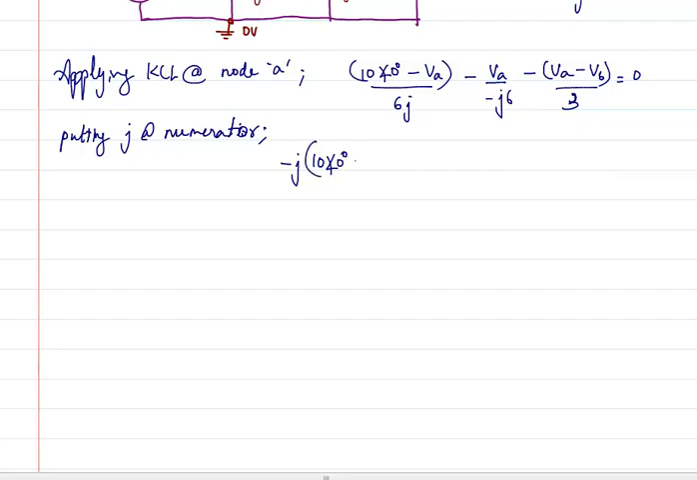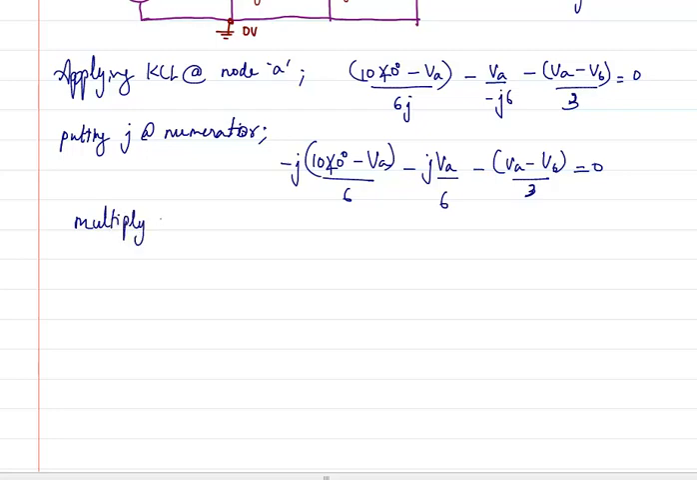I will put the bracket minus VA divided by 6, minus, and then taking this J to the top will become plus J, so minus of J VA divided by 6, and the last one there is no J, minus of VA minus VB divided by 3, that is equal to 0. And then you have to multiply with the LCM. Here the LCM will be 6. I'll multiply with 6, so that will cancel off.